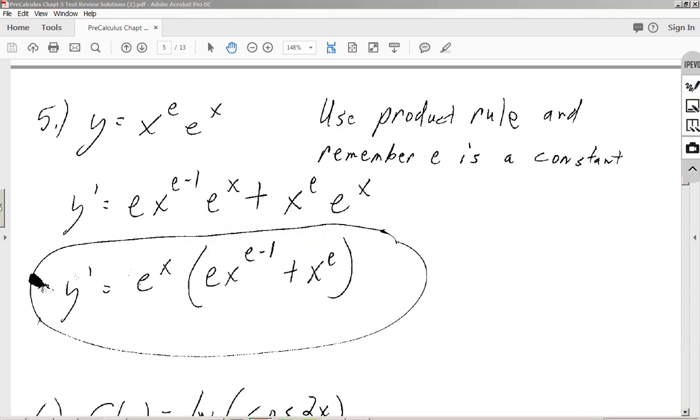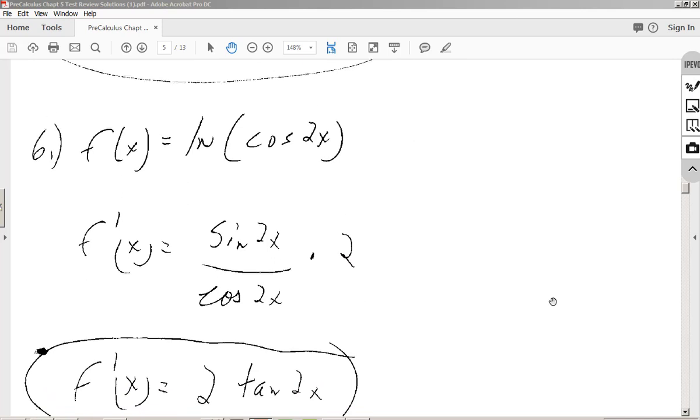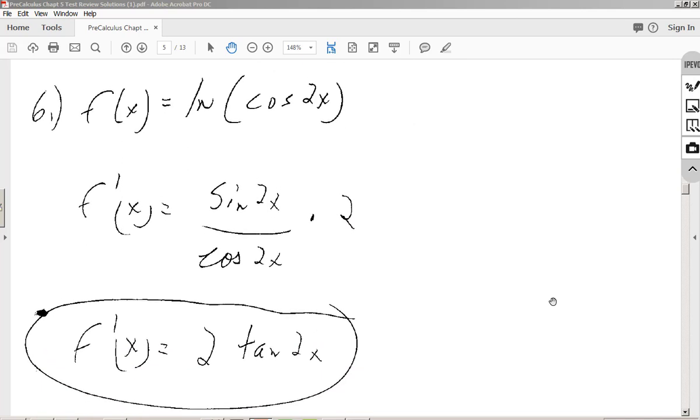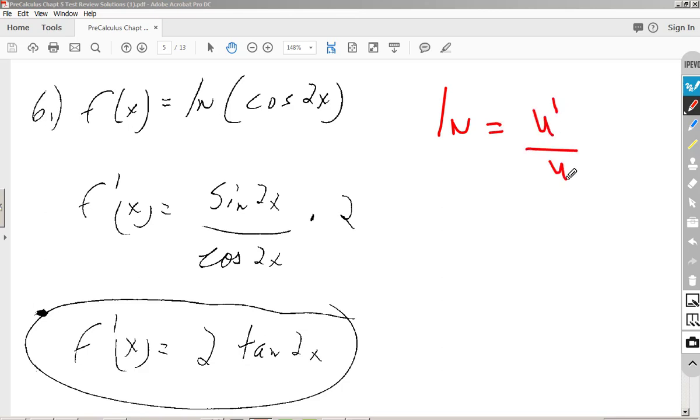On number 6, I've got f of x equals the ln of the cosine of 2x. Well, the derivative rule for the ln, remember, is just u prime all over u. So taking my derivative of u prime, here's my u right here. So here's u prime. Remember, I have to use my chain rule.